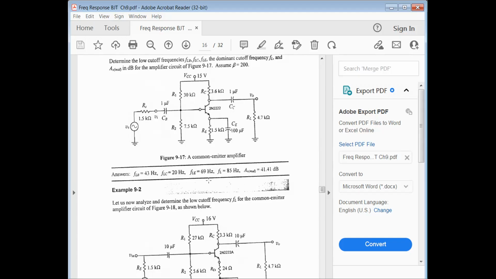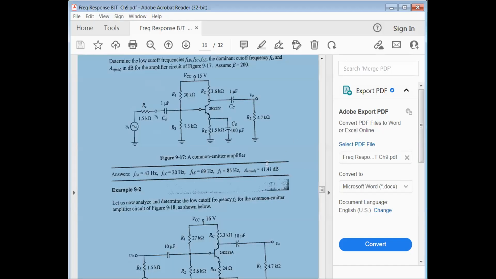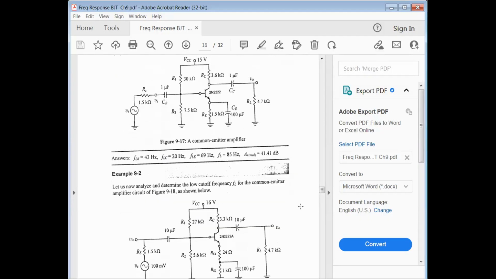Yeah, that may be an error. Well, not maybe, it is an error. This FL is not 85, it's 69. I think this is an error here, because there are only 3 frequencies, and FL is by default the highest of those 3. Okay. Did that answer your question?